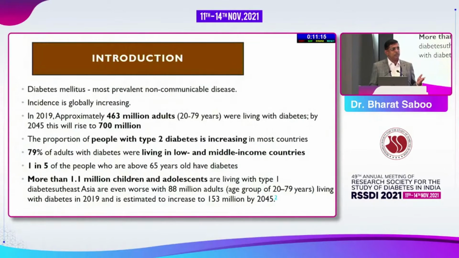Now, to introduce diabetes, we all know it is the most prevalent non-communicable disorder, and incidence is growing gradually globally. In 2019, 463 million adults were living with diabetes, and this is going to increase by a huge number. Most of the people with type 2 diabetes live in developing countries, which becomes significant because we don't have access to that much diagnostic care which should be required for cardiac evaluation. And 1 in 5 patients above 65 have diabetes. That is again the age group which is very susceptible to cardiac disorders.